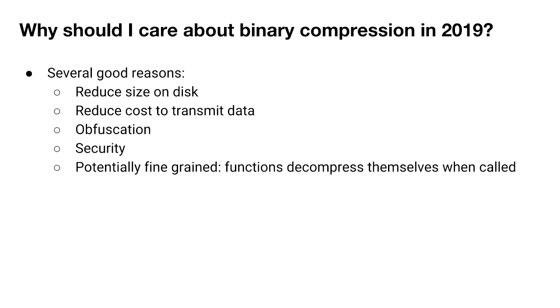All right, great. So you're probably asking, that's cool and all, and maybe I'll make some tiny demos, but why should I care about binary compression in 2019? I write Rust, and it statically links everything, and my binaries are huge, and everything is great. There's a couple of good reasons, right?